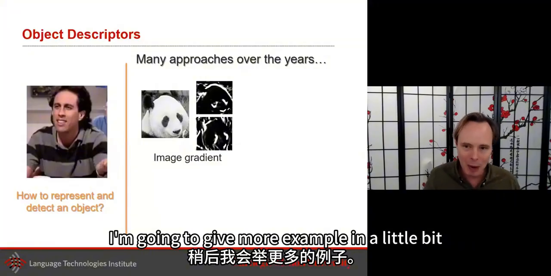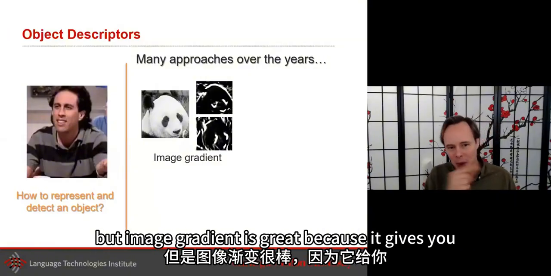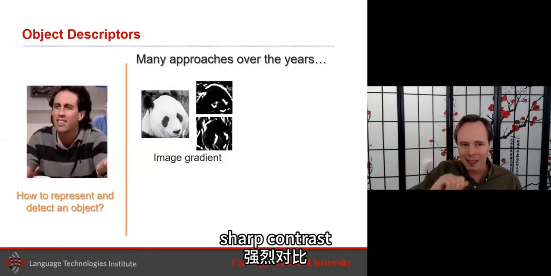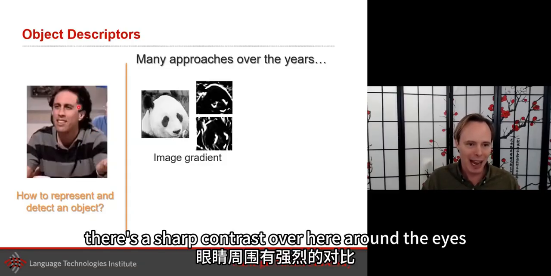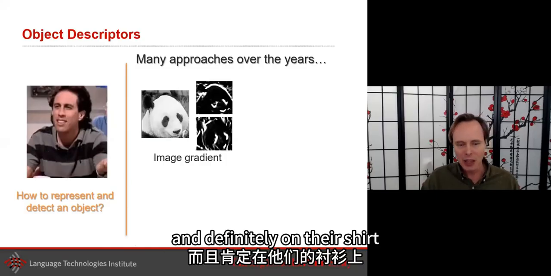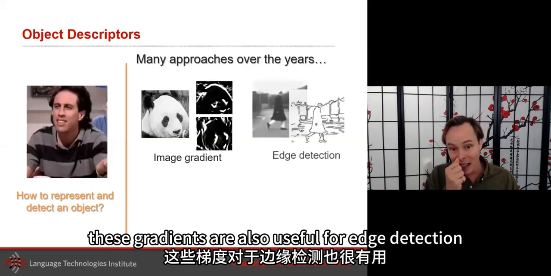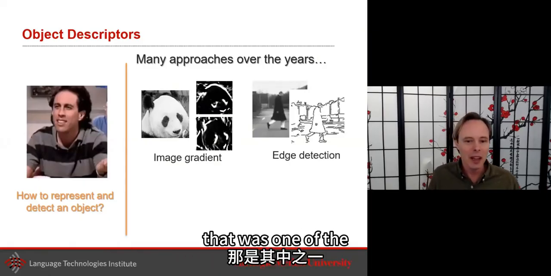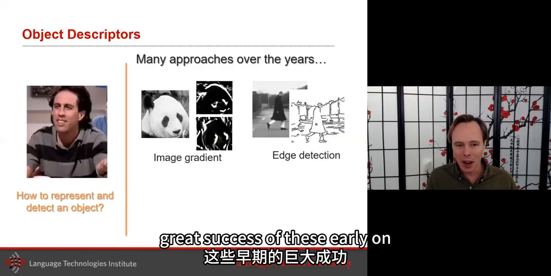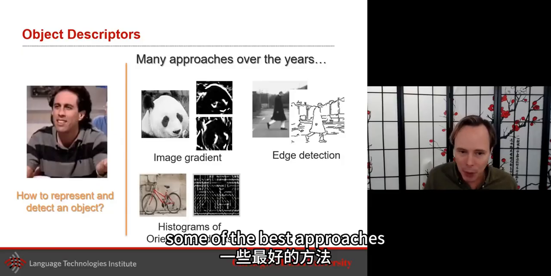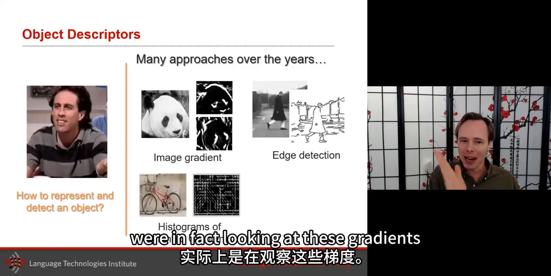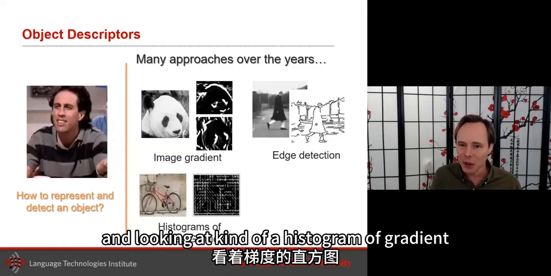I'm going to give more examples in a little bit, but image gradient is great because it gives you sharp contrast. Every time there's sharp contrast, it will tell you there's a sharp contrast over here around the eyes and definitely on their shirt. These gradients are also useful for edge detection. That was one of the great successes of these early on. If you looked before 2010, some of the best approaches were in fact looking at these gradients and at kind of a histogram of gradients.